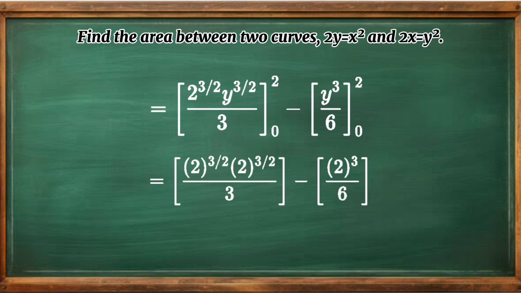Evaluating both at the limits from 0 to 2, we calculate it. So, our final answer is 4 over 3 square units. This is the total area between the two curves.